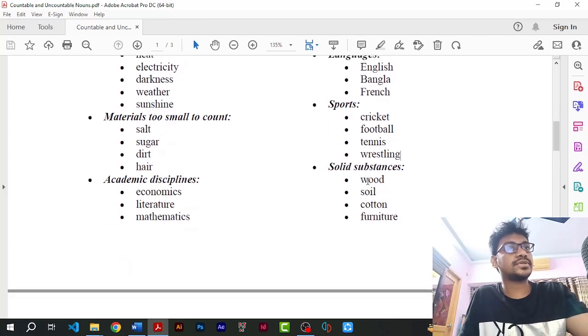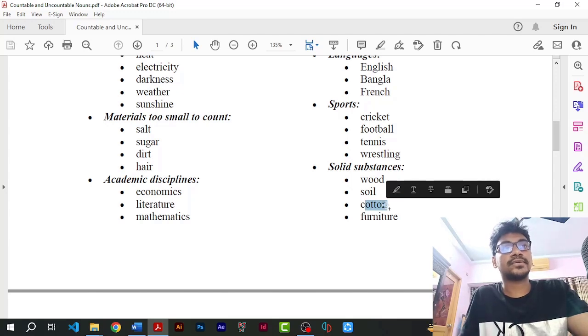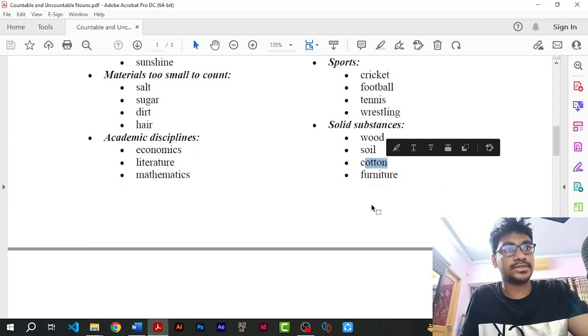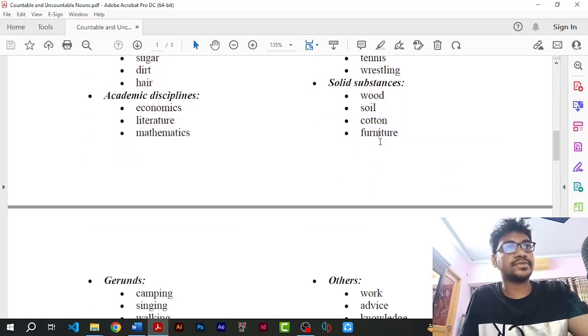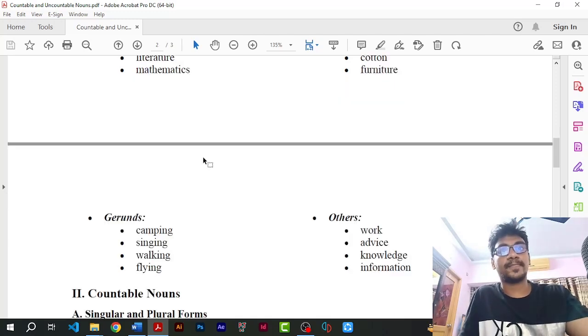Also what we do not say or write, there are a lot of woods here, there are some soils. We normally say it in the singular uncountable word, noun, soil, like cotton, it is made of cotton. We do not say the clothes are made of cottons. We do not say cottons, we say cotton. Furniture also, we do not say furnitures. I saw many people write or say furnitures, but this is wrong.